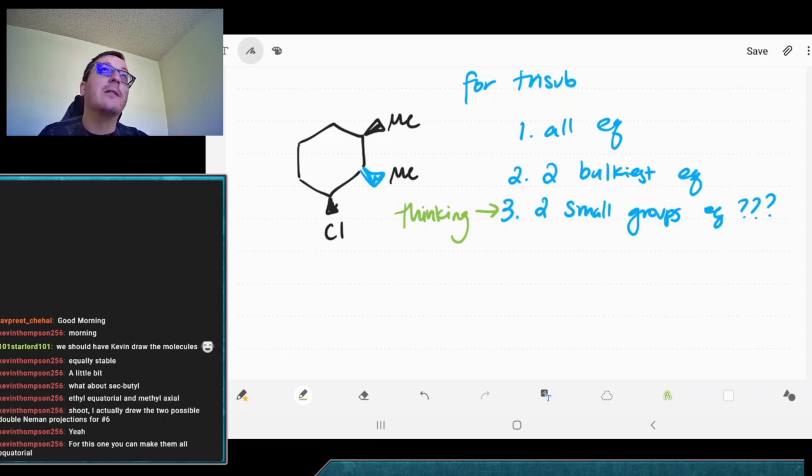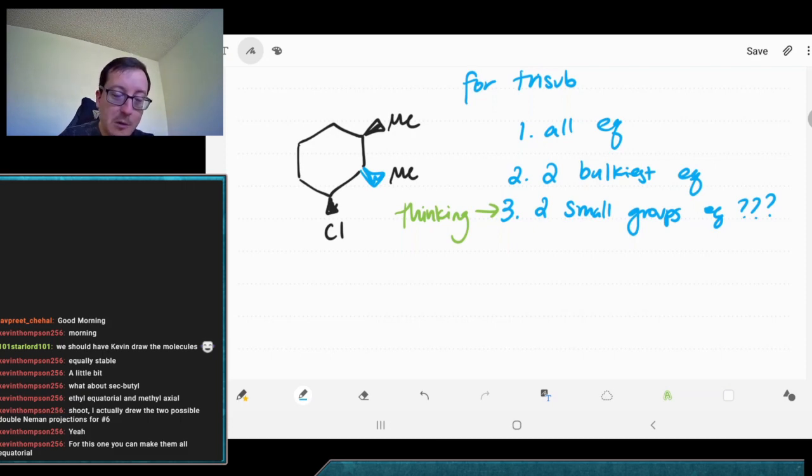Be like, okay, well, I've got fluorine and fluorine. Fluorine is tiny, almost the same size as hydrogen. Is that really going to be worth an isopropyl group? Probably not. So again, you might just have to justify that. And that's kind of the last case there.